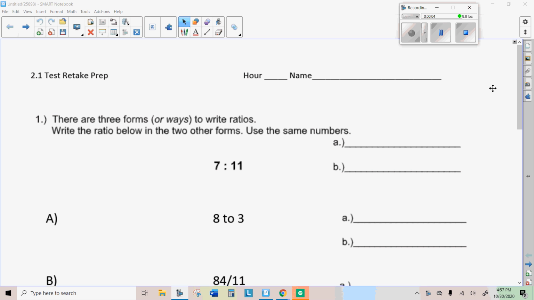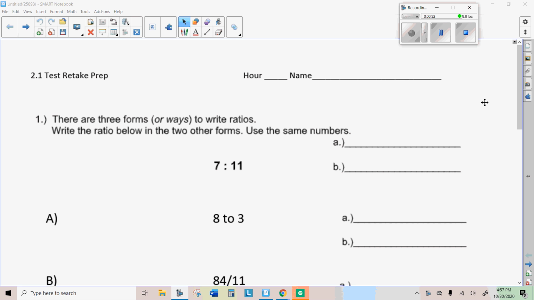It's Mr. Hermanson. If you're seeing this, you are getting ready to retake test 2.1. So what I'm going to do is do one of the problems for you in each of these sets, and then you're going to finish them up. Make sure you write down the notes that I give you. That way I know you watched the video, and then finish your problems and email them to me. If they look good, I'll get that test to your parents.